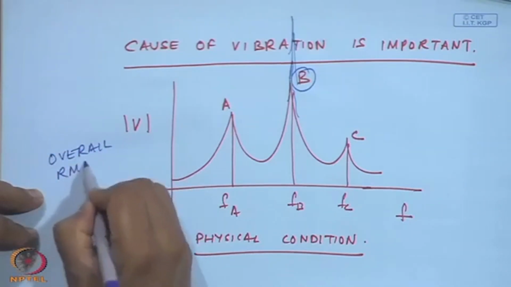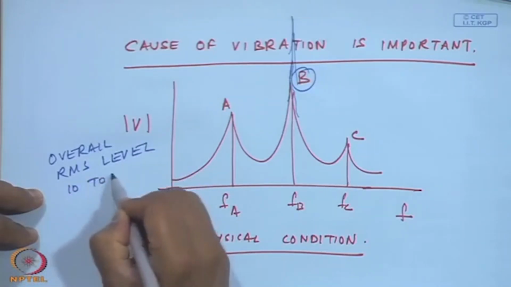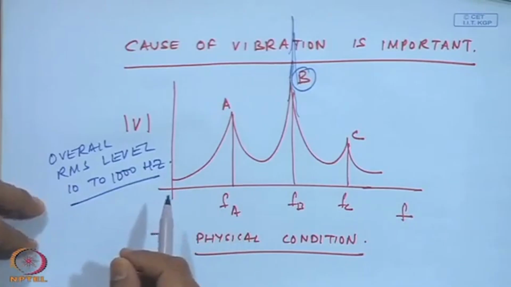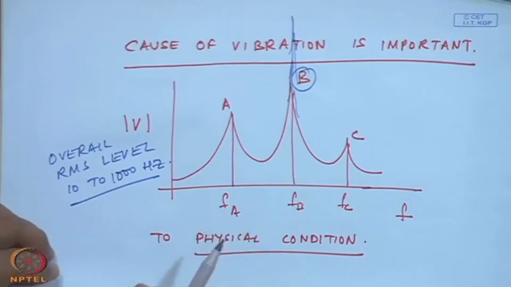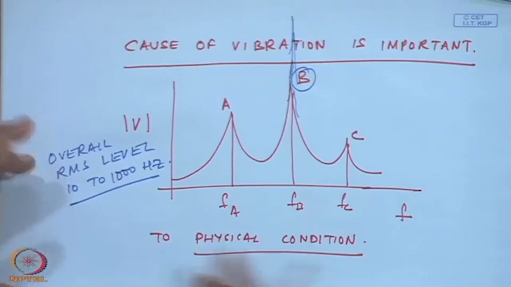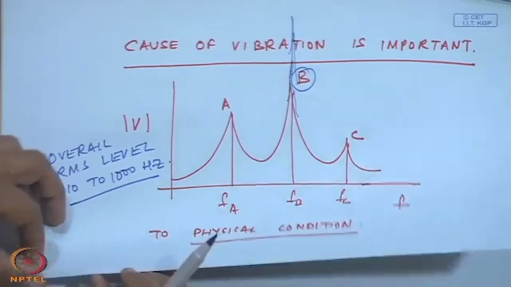overall RMS level from 10 to 1000 hertz. If I had seen the overall vibration level, I would not know whether it was A which is responsible for such a high level, or B, or C which is responsible for such a high level. Okay. And so, what should be there in your vibration monitoring kit?